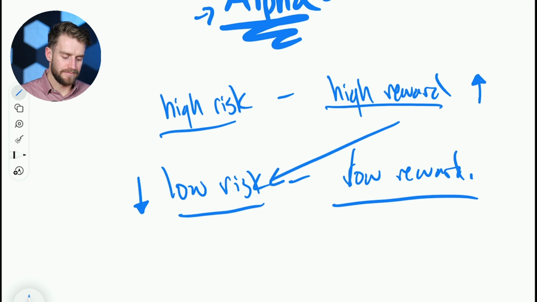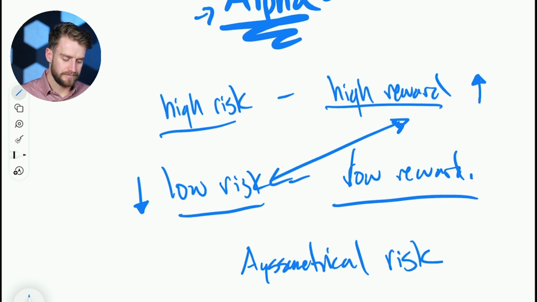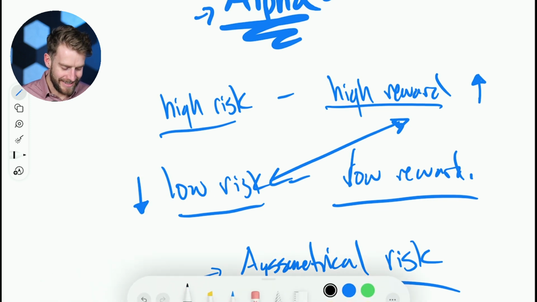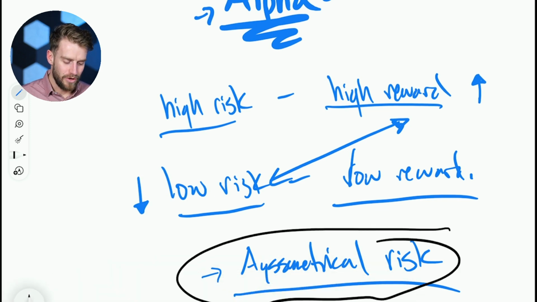That difference there is what we like to call alpha, or another way to put it is asymmetrical risk. I'm pretty sure I spelled asymmetrical wrong, but you get what I'm saying. Asymmetrical risk in the market means relatively low risk for relatively high reward. So Bridger, how do you achieve that? Maybe it's impossible. Can that be achieved?